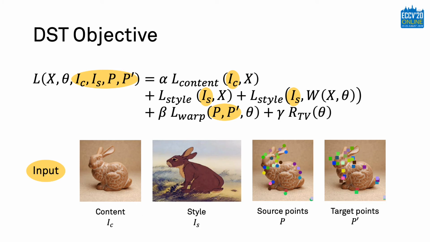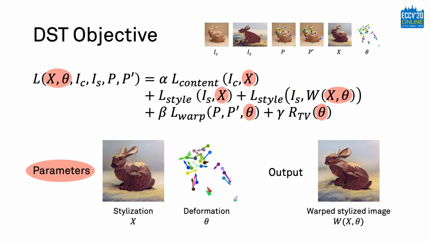The input to DST is a content image, a style image, a set of source points, and a set of target points. We jointly optimize the stylization parameters X, which are usually the pixels of the output image, and the deformation parameters theta that determine where the source points move to. The final output is the warped stylized image, W of X and theta.